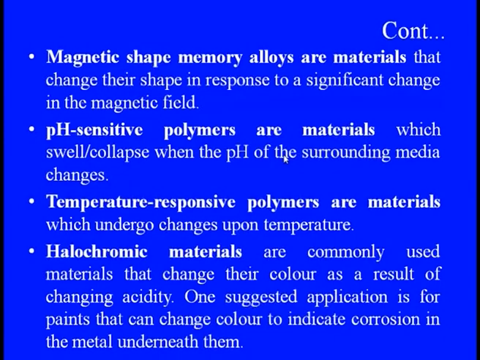We have halochromic materials, in which whenever there is a change in the color, there is a change in the acidity of this material, and it is immediately sensed. There are various applications, for example in paint, in which a change in the color indicates the corrosion feature, where an acidic environment outside can be immediately sensed with the use of these sensors.